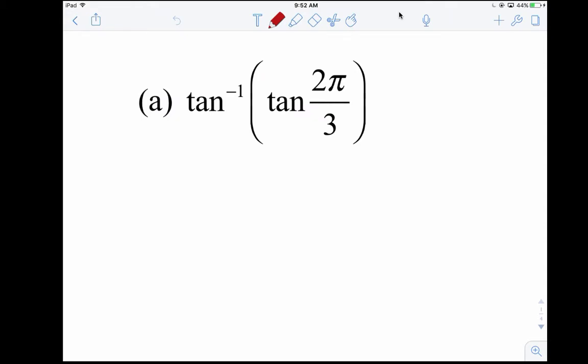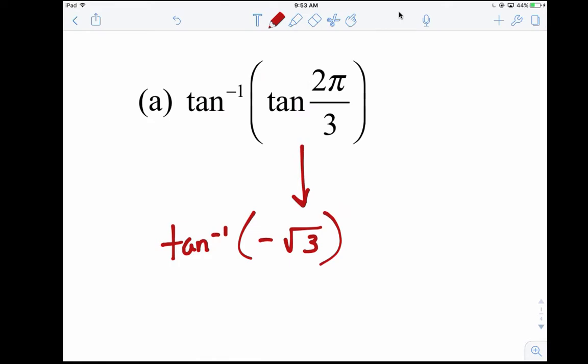All right. So the first thing you want to do is evaluate the inside. Okay. So tangent of 2 pi over 3. All right, and that's going to turn out to be negative root 3. So you have inverse tan of negative root 3. Okay, so now you have to ask yourself, where on the unit circle am I going to get an angle that gives me tangent equal to negative root 3?